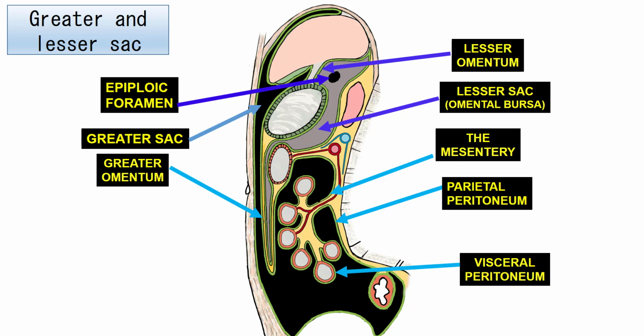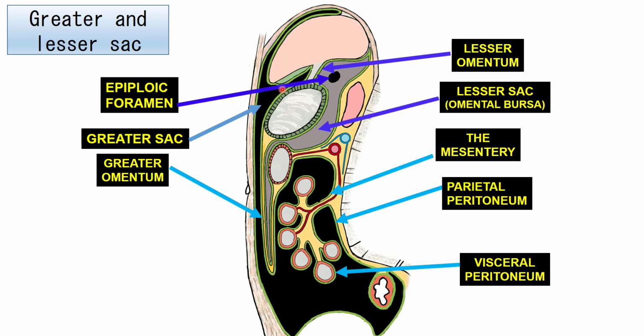The peritoneal cavity can be divided into two parts, a lesser sac and a greater sac. Here's the greater sac, and here is the lesser sac. The lesser sac here is highlighted in gray. The lesser sac is posterior to the stomach and posterior to the lesser omentum. It lies in front of, or anterior to, certain organs on the posterior abdominal wall, for instance the pancreas, shown but not labeled here.